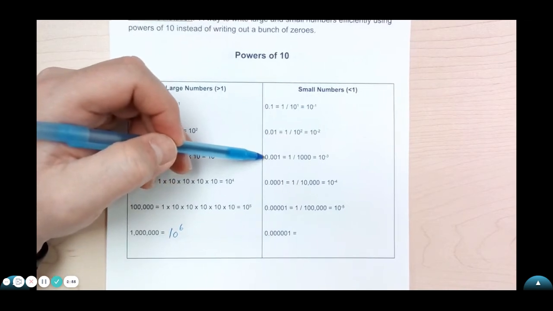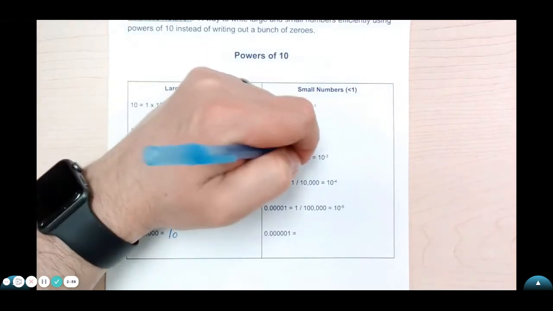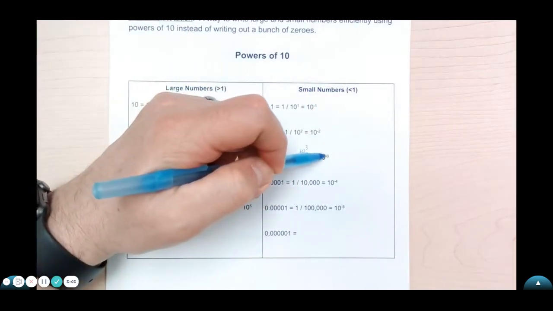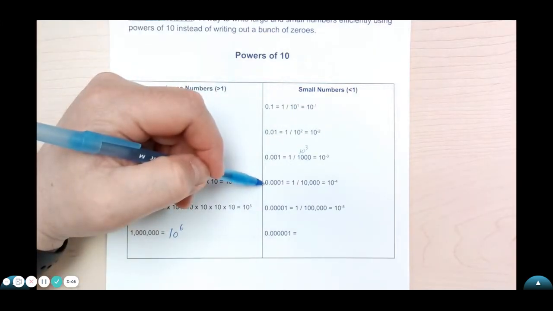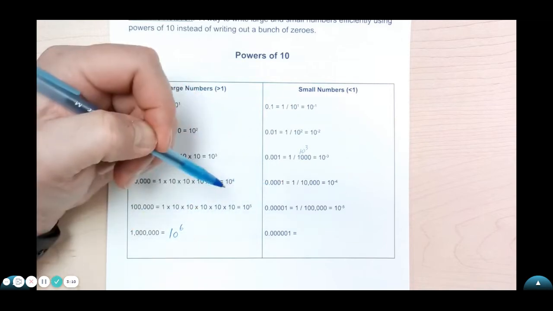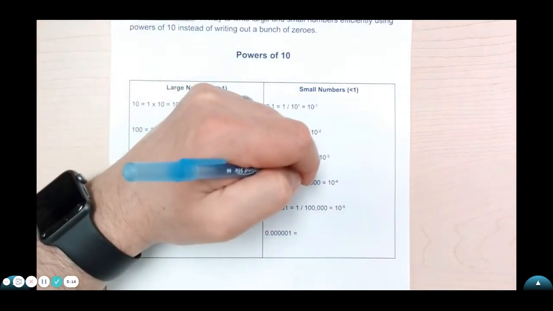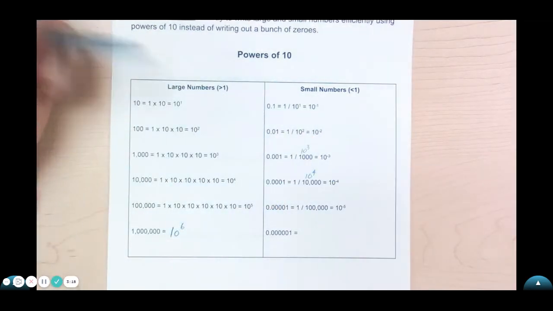This is 1/1000th. So it's 1 divided by 1,000. That would be 10 to the third power. So 10 to the negative third power. This is 1/10,000th. So it's 1 divided by 10,000. That's 1 divided by 10 to the fourth power, or 10 to the negative fourth power.